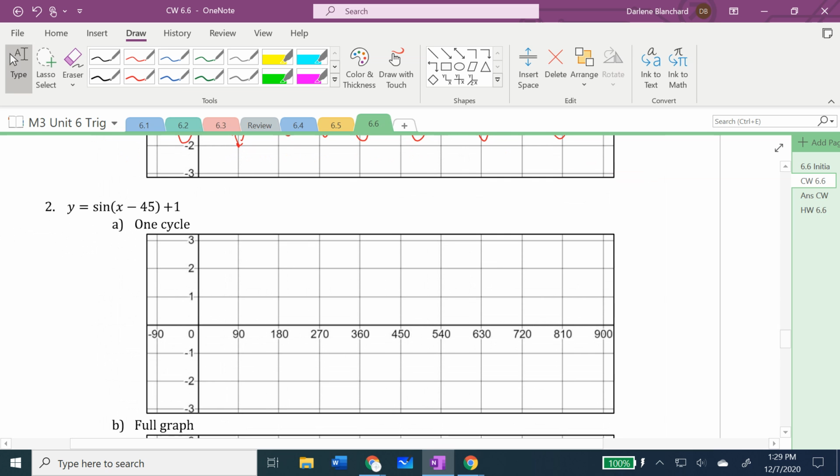We're going to start by looking at the graph of the parent sine function. So here we go. Sine starts at the center. At 90 degrees, it goes up to 1. At 180, it's back to 0. At 270, down to -1. At 360, it's back to the center. That's one cycle of the parent graph.